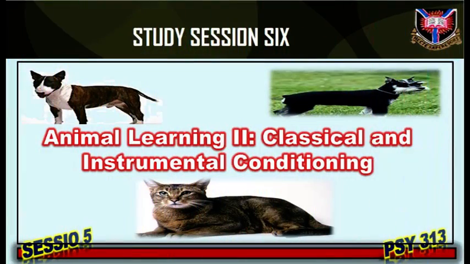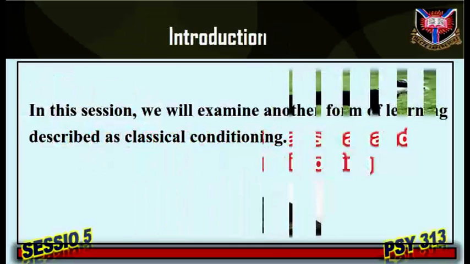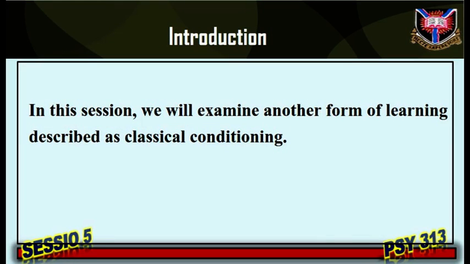Study Section 6. Animal Learning 2. Classical and Instrumental Conditioning. We commenced exploration of learning in the previous study section. Specifically, we focused on habituation. We will go further in our study by examining another form of learning described as classical conditioning.